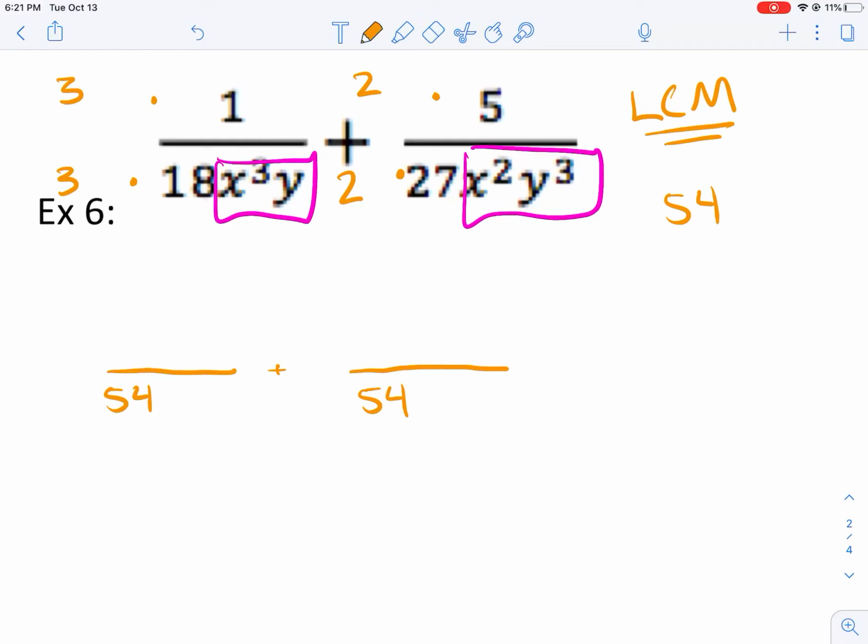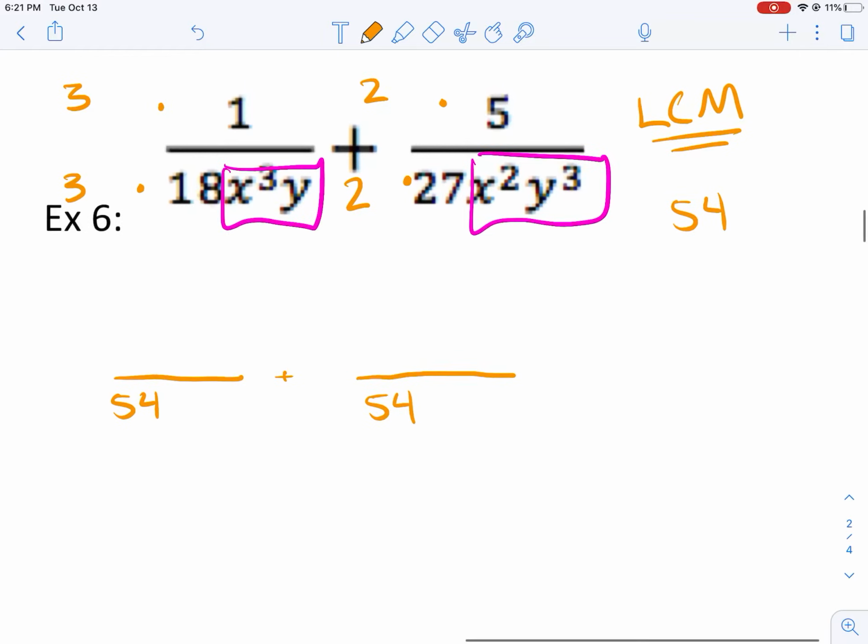In pink, let's take a look at the x's. What's the largest exponent you see? We see x to the third power. So we're going to use x to the third power, which means we're going to have to multiply this right side by x so that we'll have the same x cubed as we do here on the left. Now let's take a look at the y's. In this case, our largest y is y cubed. So we're going to use y cubed.